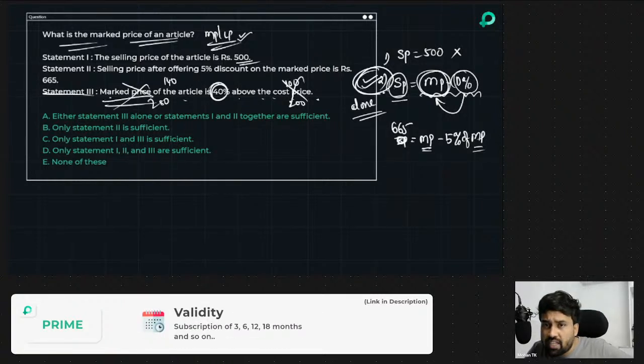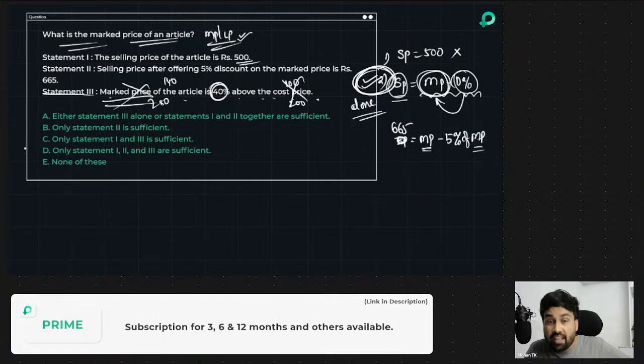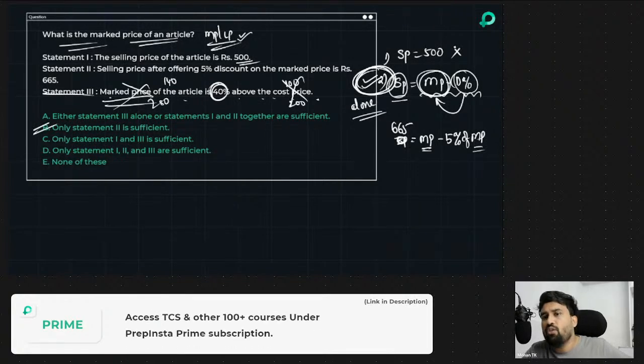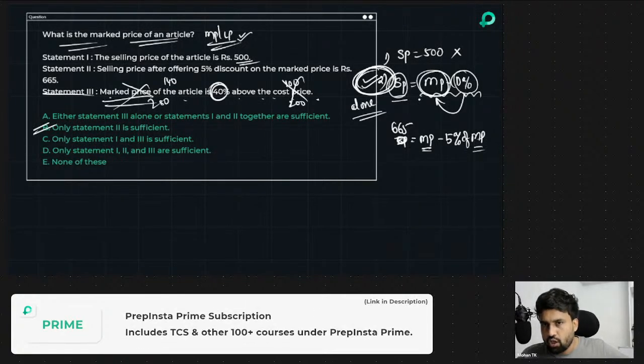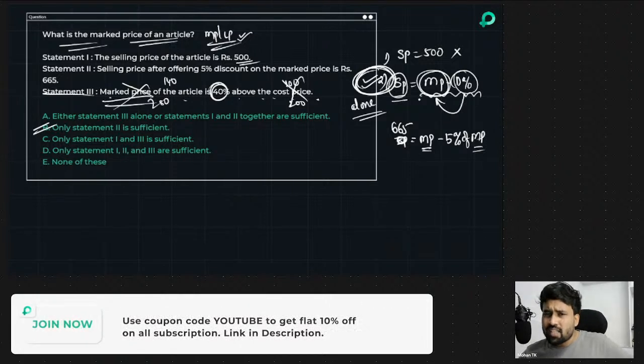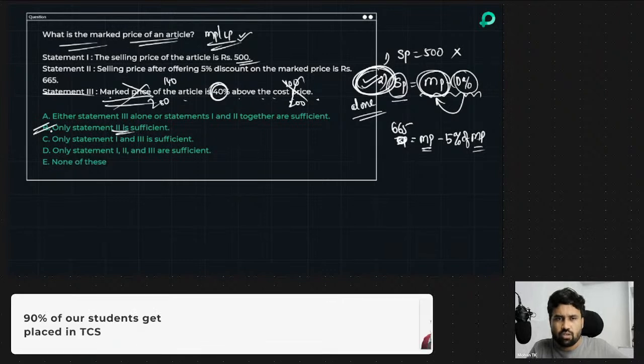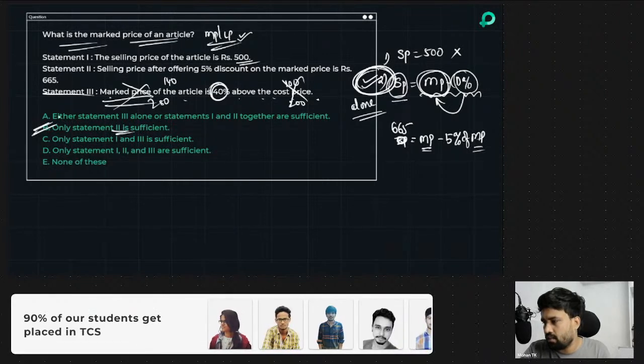So 2 alone is giving the answer. Then you don't have to use any combinations. You are getting the answer directly. You don't have to use any combinations. So option B is your answer.